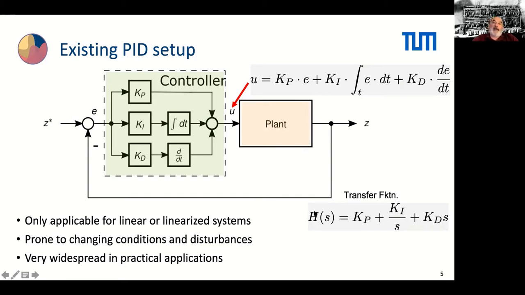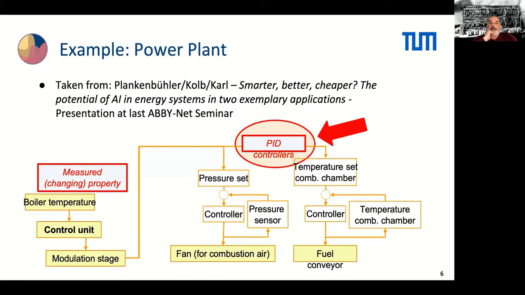So this is maybe one of, as I said, the most prevailing control structures in technical fields. So why is this important for our discussion here in Abinet? Last time, in our last event, we listened to a presentation given by Mr. Blankmüller and Sebastian Kolb and Jürgen Gahl. It was about power plants and how new ways of power plants could be refurbished for our energy production.